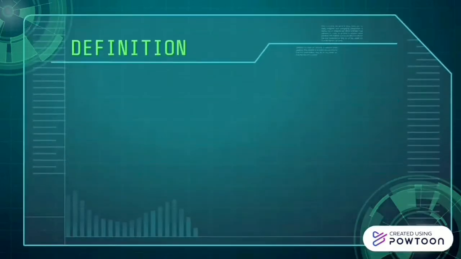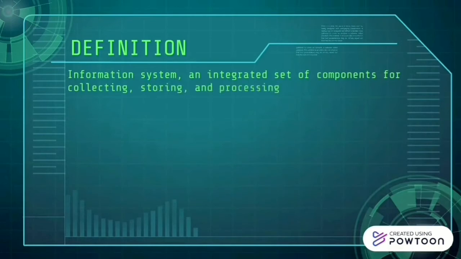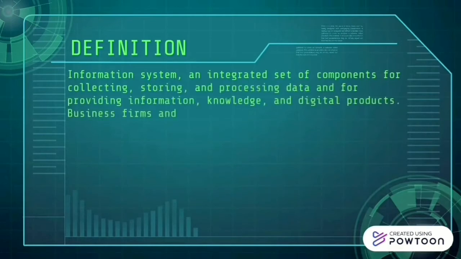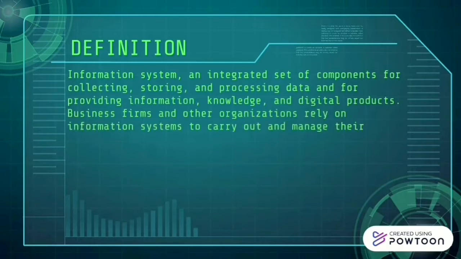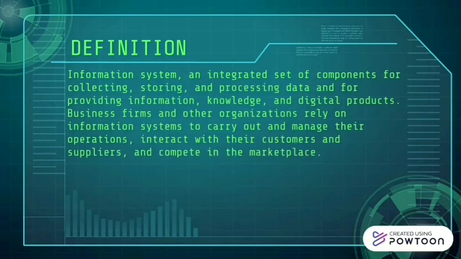Definition of information system. An information system is an integrated set of components for collecting, storing, and processing data and for providing information, knowledge, and digital products. Business firms and other organizations rely on information systems to carry out and manage their operations, interact with their customers and suppliers, and compete in the marketplace.